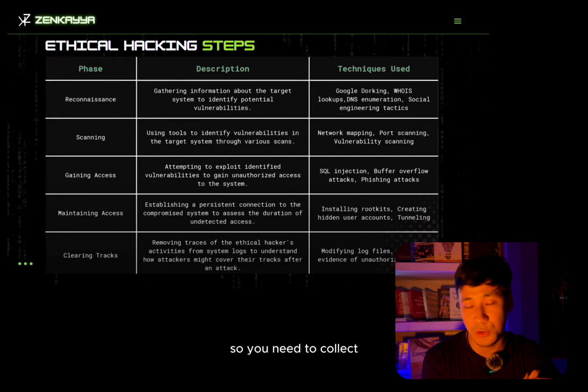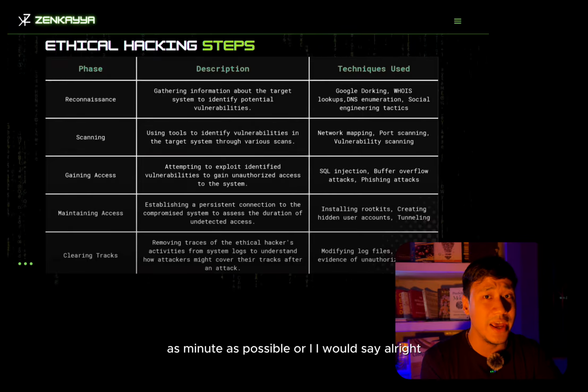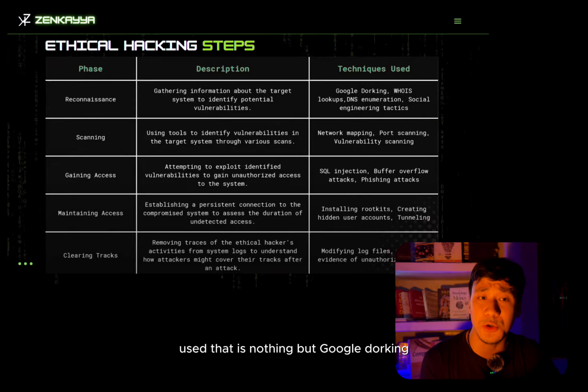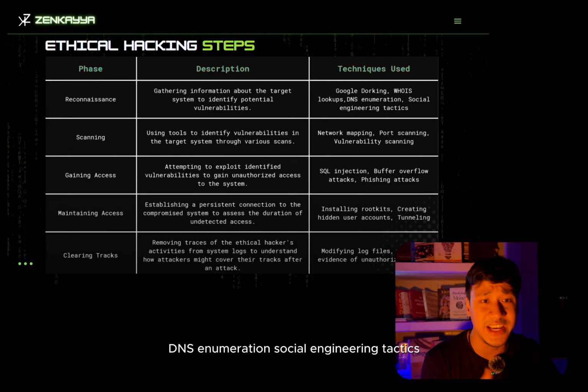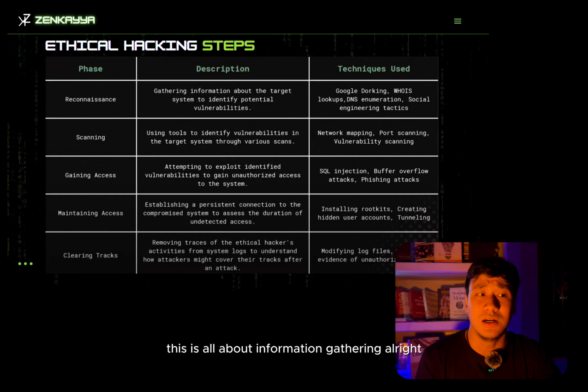All right. So you need to collect as much information as possible, as minute as possible. All right. So there are a few techniques that are being used: Google dorking, lookups, DNS enumeration, social engineering tactics. All these are different tools that you can use. All right. This is all about information gathering.